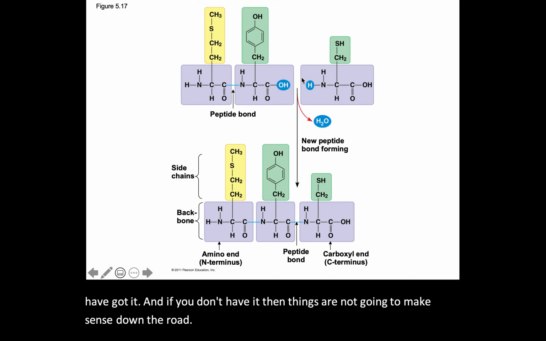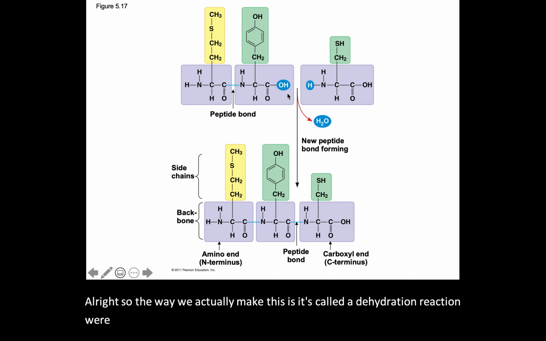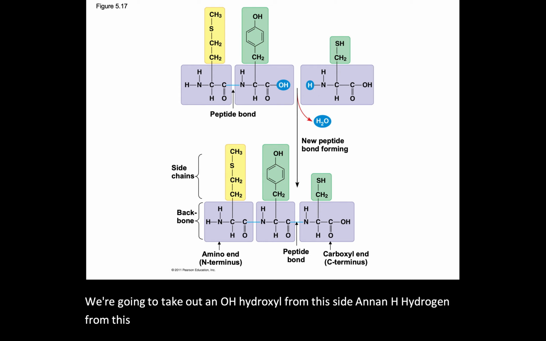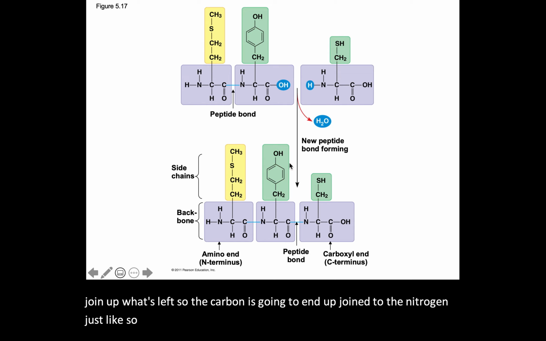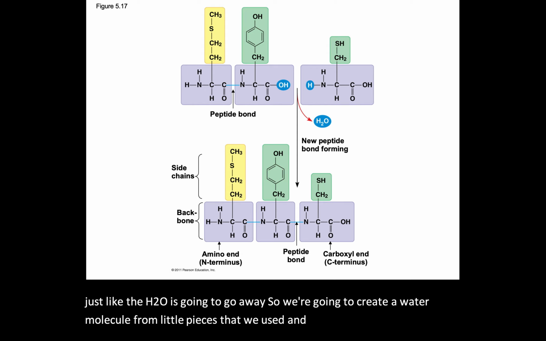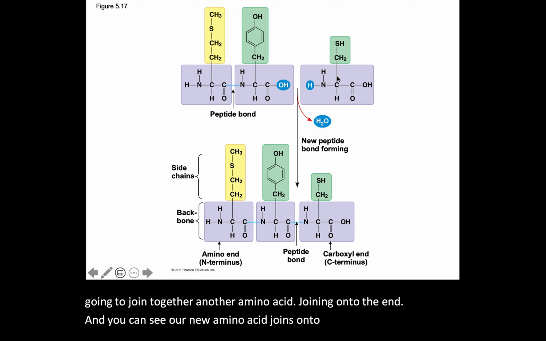All right. So the way we actually make this is it's called a dehydration reaction. We're going to take out an OH, hydroxyl, from this side, and an H, a hydrogen, from this side. And we are going to put those together, and we're going to join up what's left. So the carbon's going to end up joined to the nitrogen, just like so. And the H2O is going to go away. So we are going to create a water molecule from little pieces that we used. And in the process, we're going to join together another amino acid joining onto the end. And so you can see our new amino acid joins onto the C-terminus, and now it's the C-terminus.